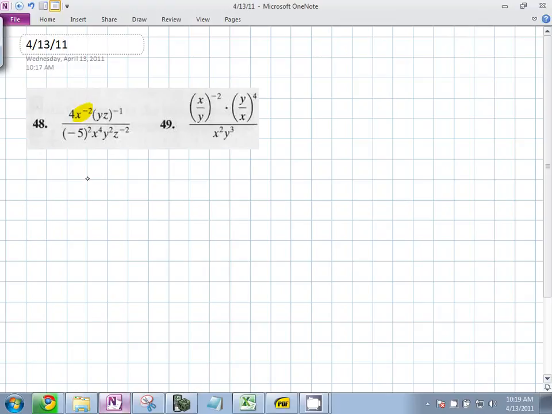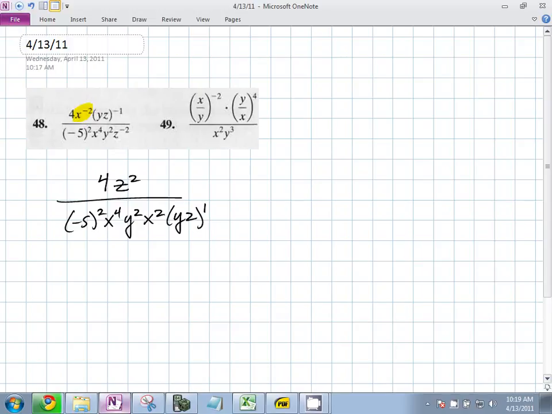Yeah, I like that. So you could turn this into 4 over negative 5 squared x to the 4th y squared. But then you take that x squared and move it down. Take the yz to the negative 1 and move it down. But what do you put up top? Yeah, the z to the 2. All we've done there is it pops it up to the other side. That's it. So we got rid of the negatives.